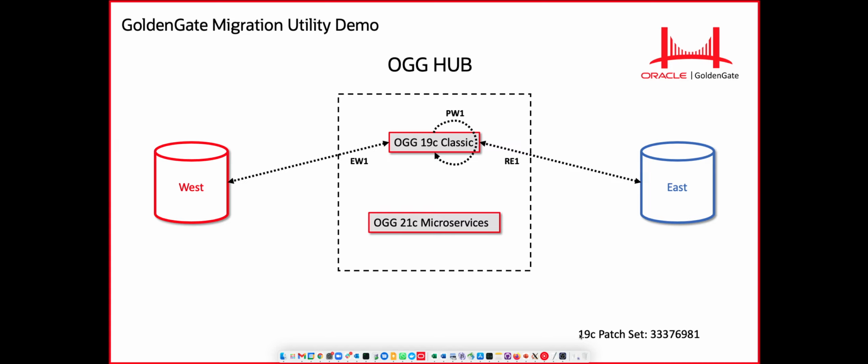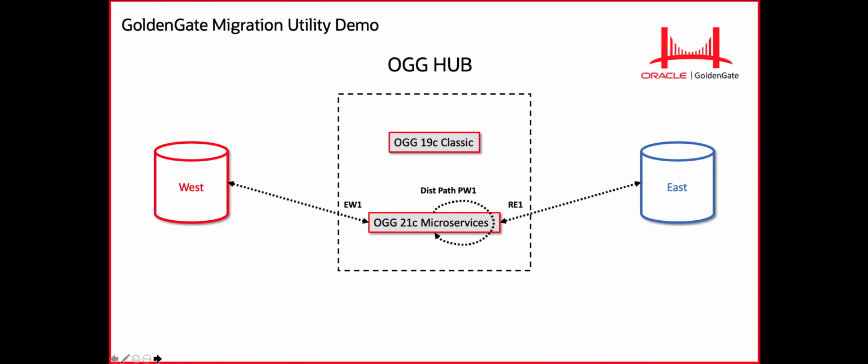Once we go through this process, the expectation is that we will see everything migrated to the microservices installation, the microservices home. It's going to be the same EW1. It's going to migrate it. The pump is not going to exist anymore because now the pump is in the microservices. It's a distribution service, so it changes a little bit, but the concept is the same. And the third process is the replica, the RE1, that applies to the East database. So without further ado, let's go ahead and make this happen.